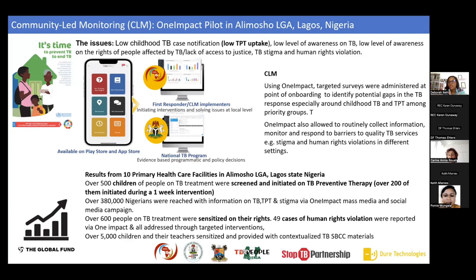So it is very important, because the TB program is also there at the back end, watching and looking at all of these issues where human rights violations are reported. The TB program is taking action rapidly. Okay, so this is a wonder, really. I encourage all countries to pick this app up and run with it.